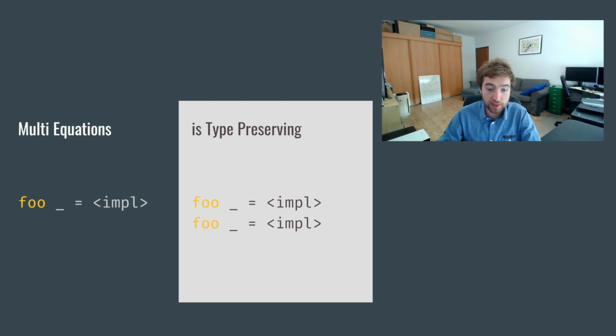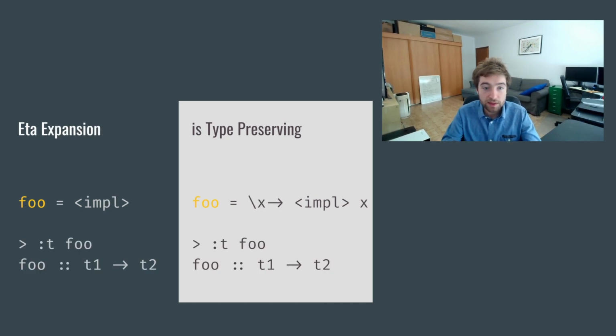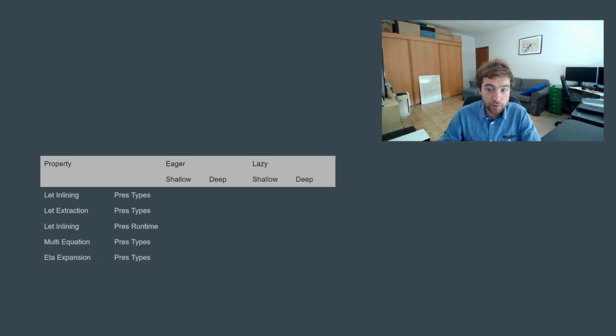And let's have a look at one more property. Eta expanding a function definition, like foo in this case, which has a function type, well then that should not change the type of foo either. Now we've enumerated all these properties in this table, and the next step is to evaluate our different forms of type instantiation against these 5 properties. And we're going to do so as follows.